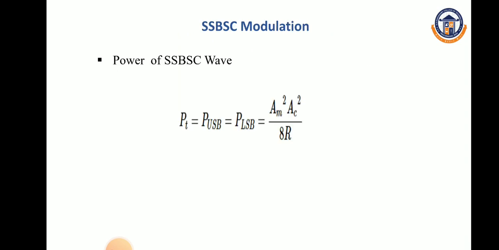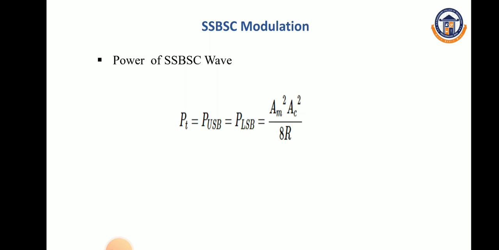So this is the SSB-SC modulation power, the power of the SSB-SC wave. The total power is equal to PUSB, which is equal to PLSB, that is, the power of the upper sideband equals the power of the lower sideband, which is Am² Ac² divided by 8R.